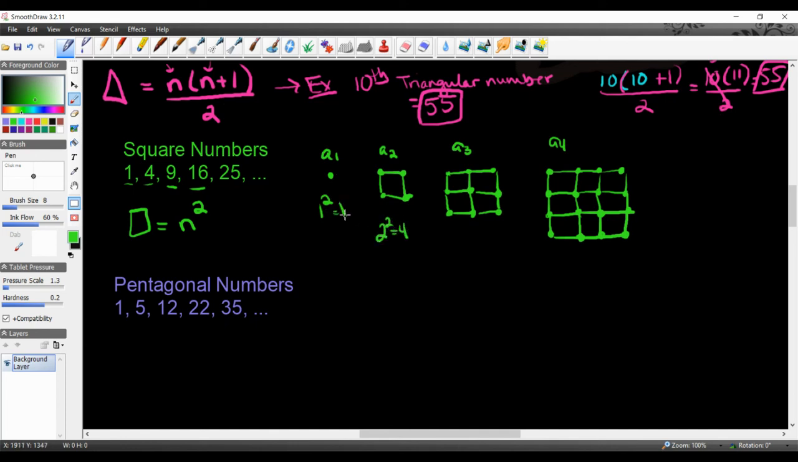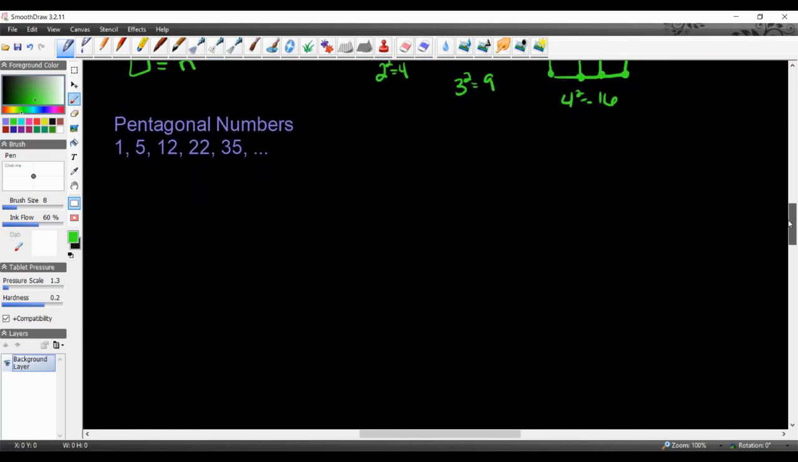is 4, 3 square is 9, 4 square is 16, and so forth. So if I asked you what is the 8th square number, you would just do 8 square equals 64. Okay. Last but not least, the pentagonal numbers. I hope I'm saying that right.